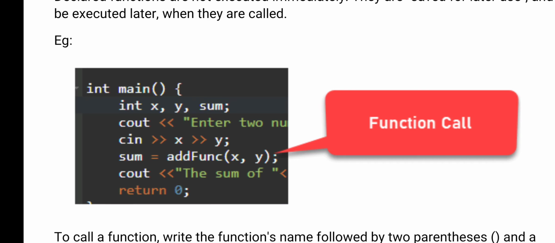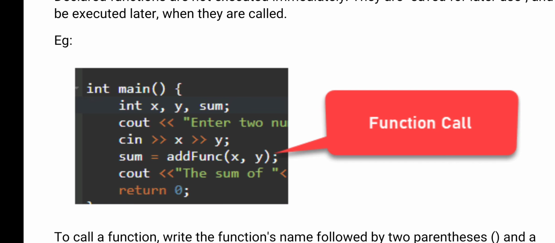After that you see sum equals add function x comma y. So sum equals what? The add function should be executed, and whatever result you get from that function will be stored in sum, and in the next line we are printing the sum. When the compiler comes to that line, at that time the user defined function will be executed and that result will be stored in sum. But if you skip that statement, your function will not be executed.